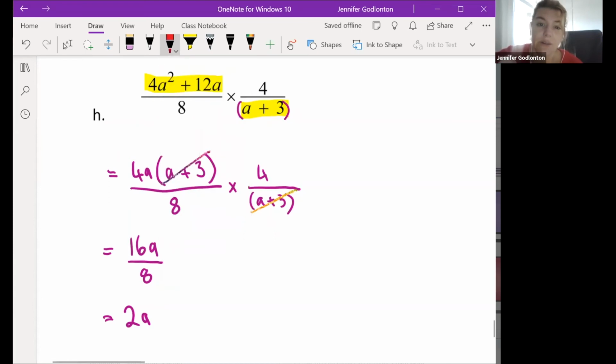Marks here, you maybe get 2 for that factorizing over there. And then you'd probably get 1 mark for the 2a. So this one would be out of 3.